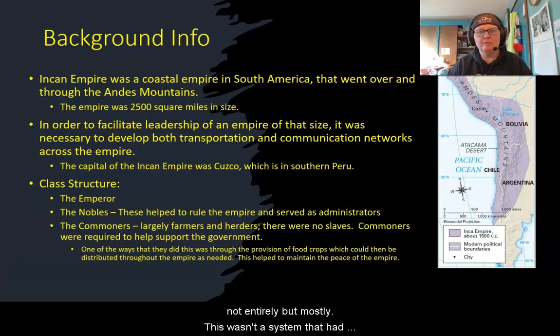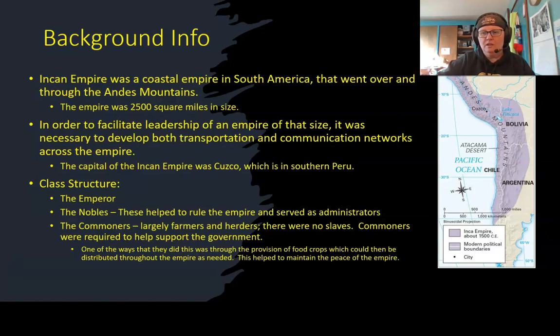This wasn't a system that had slaves. So there are no slaves. But commoners are required to help support the government. They do this a number of ways, but one of the most important ways is the provision of food crops that can then be distributed throughout the empire as needed, right? And what this does is it helps maintain the peace and it helps maintain support for the emperor. Okay.